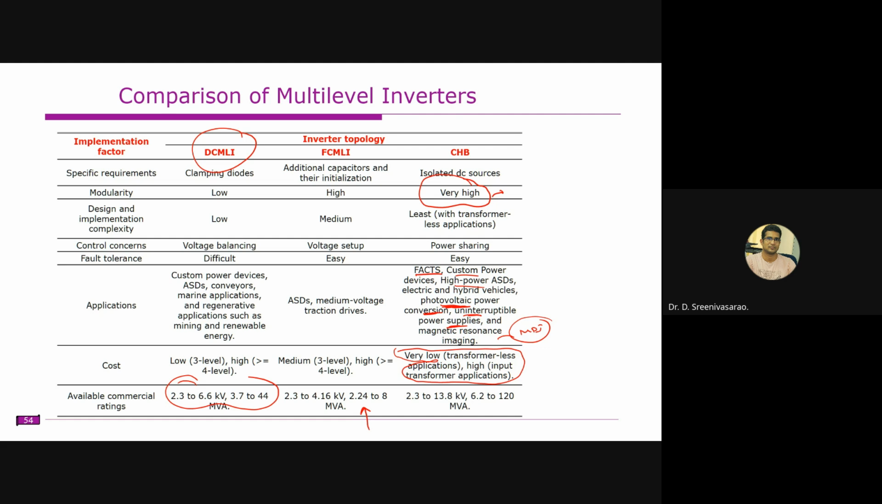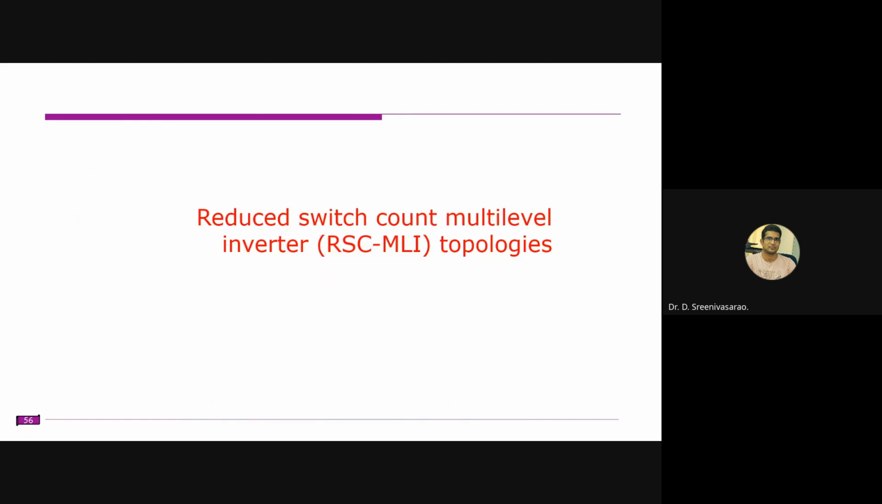The common drawback of these multi-level inverters is the number of device count. Right, as you are increasing the number of levels, the device count will be gradually increasing. So therefore, we come up with other solutions, which are popular from the last 10 years, which are known as the reduced switch count multi-level inverters.